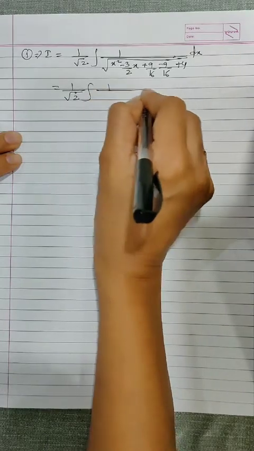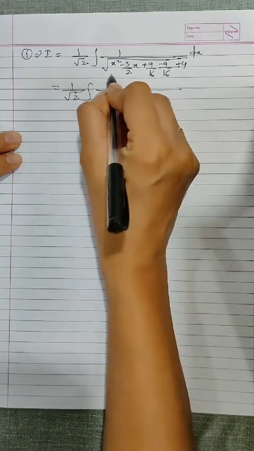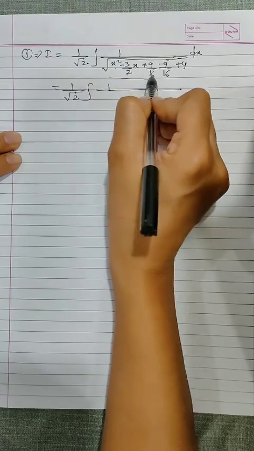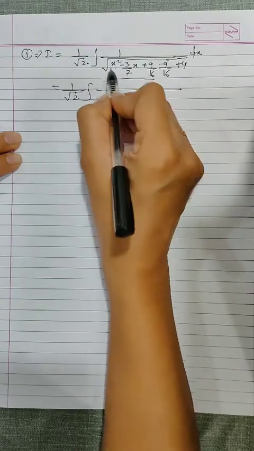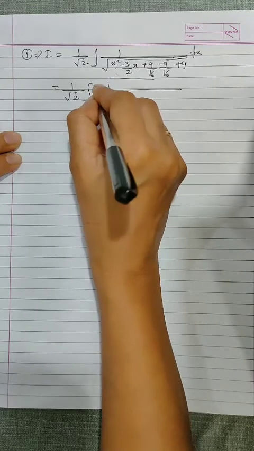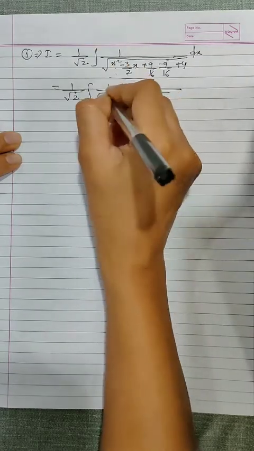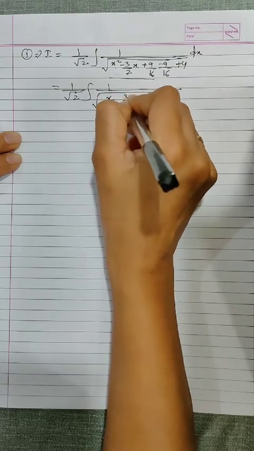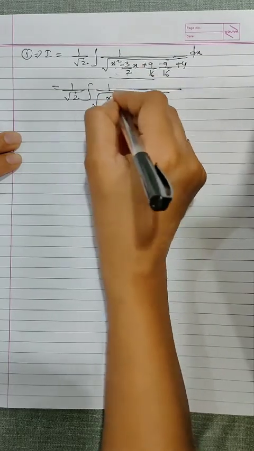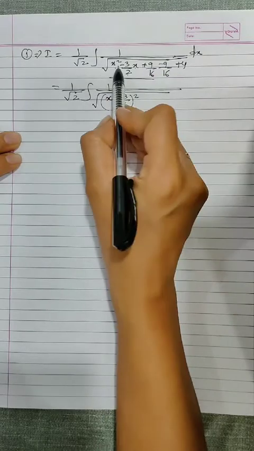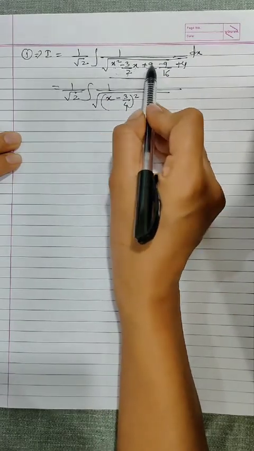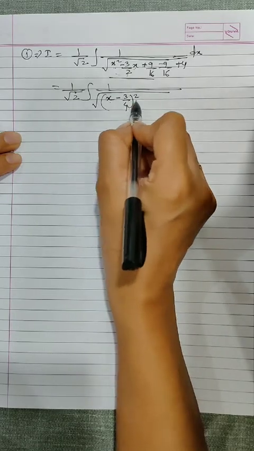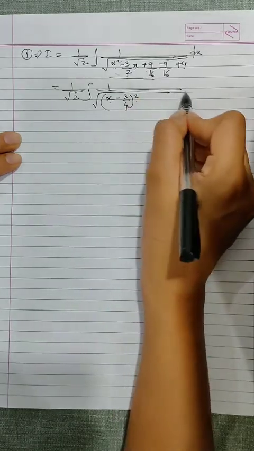Okay students, now see here the first three terms, x square minus 3 by 2x plus 9 by 16, make a perfect square. X square means, first of all I take the under root, x square means x, 9 by 16 means 3 by 4, and the sign between is minus. So we say that x square minus 3 by 2x plus 9 by 16 is the perfect square of x minus 3 by 4 square. You can verify this. Okay.